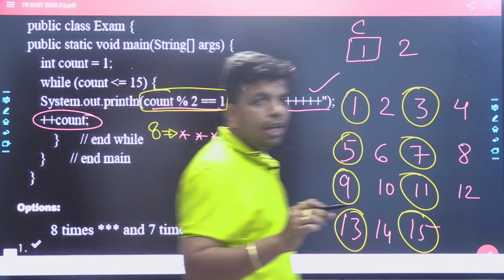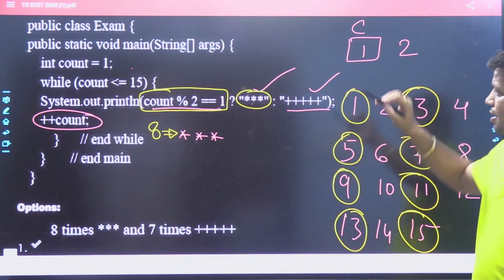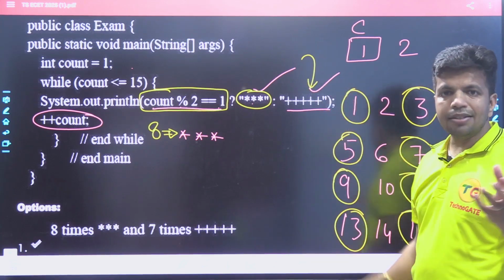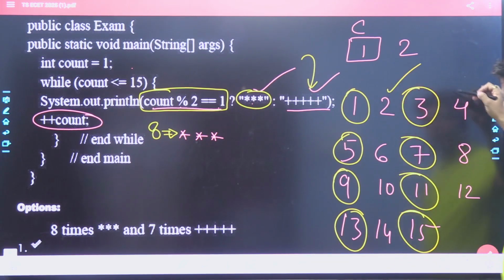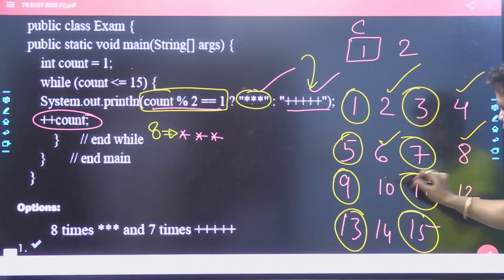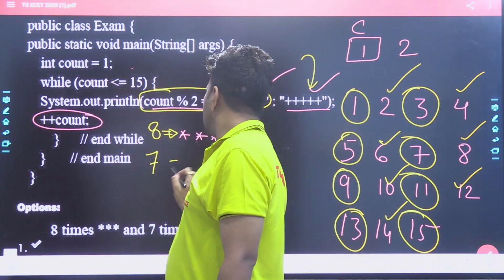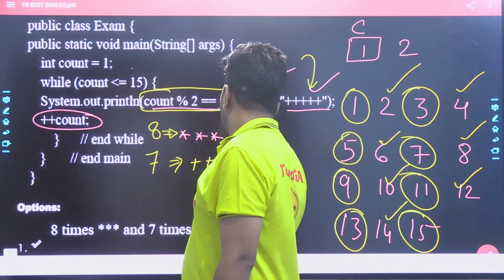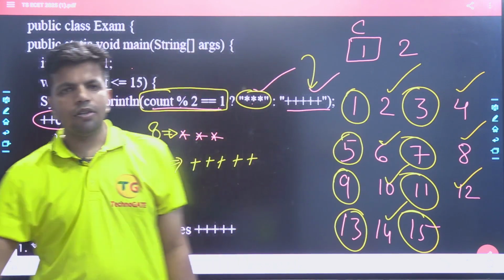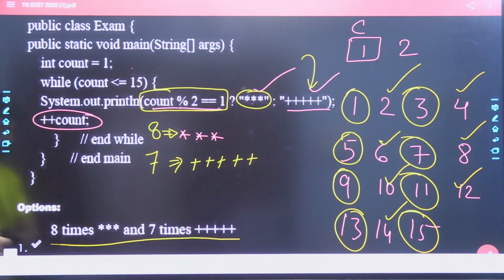And for every even number the condition is false, then we execute the else part because it is a ternary operator. So 1, 2, 3, 4, 5, 6, 7. 7 times 5 plus is going to be printed. So can we go with the first answer?